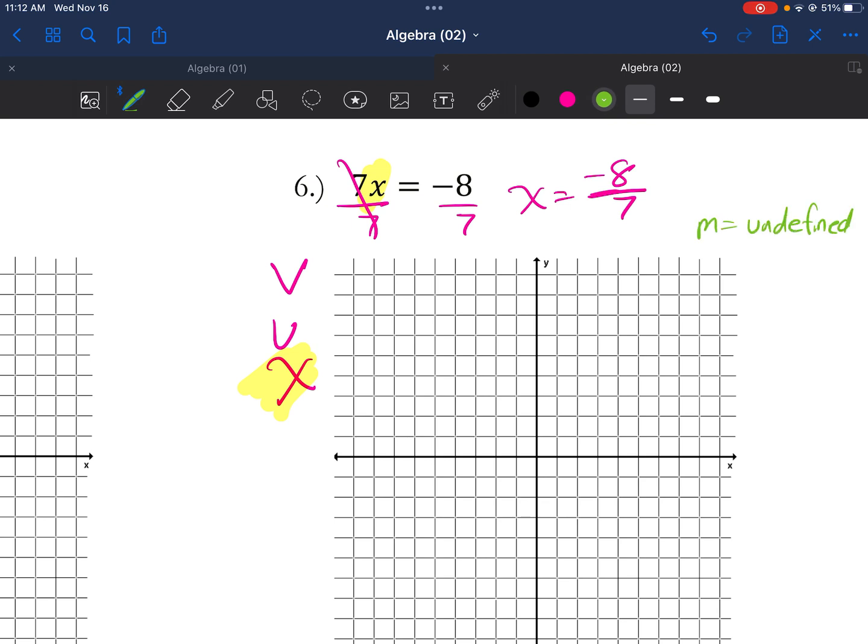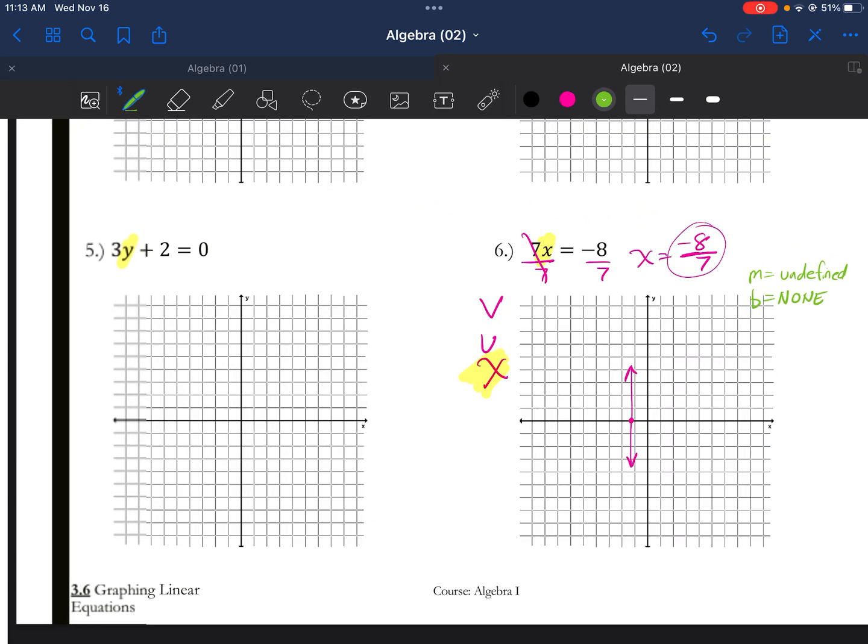That doesn't help me in graphing it. But I also know the V means vertical, right? It's going to be a vertical line through the x-axis at -8 over 7. So I go to -1, just a little bit past the -1 because we're just estimating it, and I'm going straight up and down. You also notice with special cases, when it's x equals, there is no y-intercept. So if I asked you for the y-intercept, you would write none because there is none.